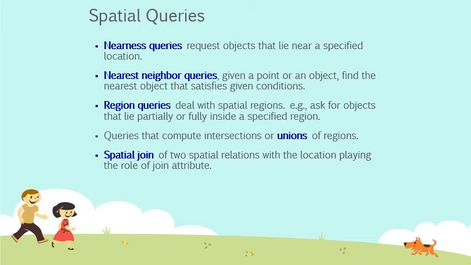For example, given region information such as annual rainfall and population density, a query may request all regions with a low annual rainfall as well as a high population density. Queries that compute intersections of regions can be thought of as computing the spatial join of two spatial relations, for example one representing rainfall and the other representing the population density, with the location playing the role of a joining attribute. In general, given two relations, each containing spatial objects, the spatial join of the two relations generates either pairs of objects that intersect or the intersection regions of such pairs.